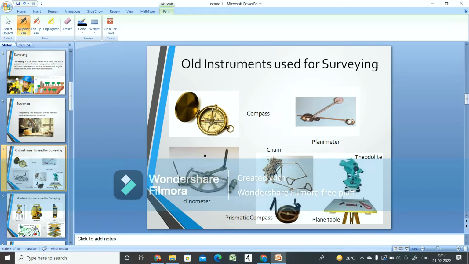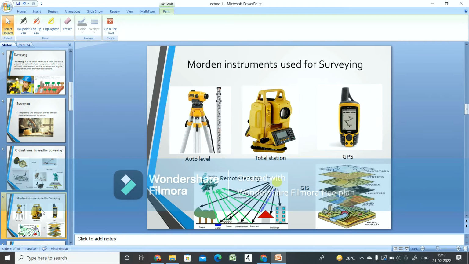But at present we have modern instruments that we use for construction purposes. Modern instruments like we use the auto level, total station, GPS, remote sensing, and GIS, that is, Geographical Information System. So these are all the modern instruments that we use for surveys at present.